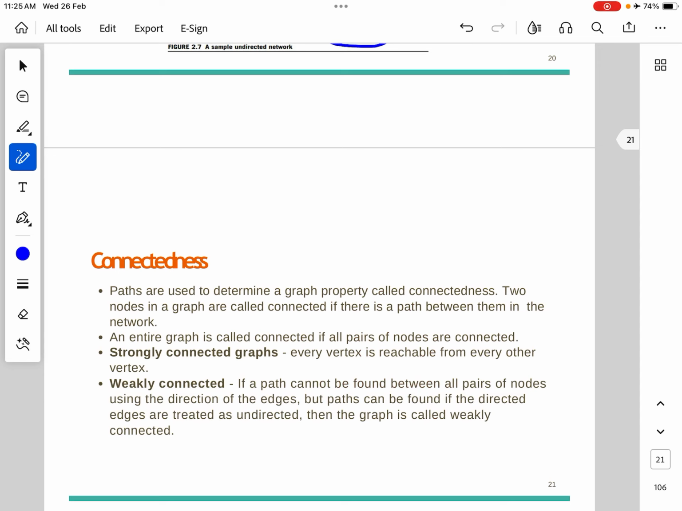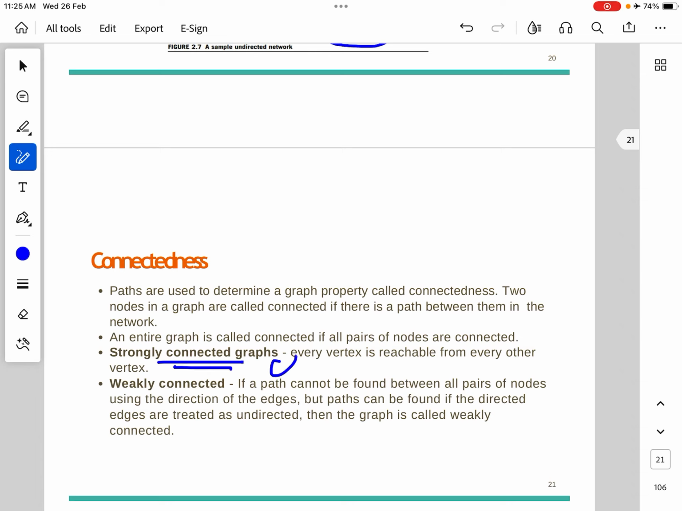Next is connectedness. Paths are used to determine a graph property called connectedness. Two nodes in a graph are called connected if there is a path between them in the network. So if there is a path between them in a network, we say that they are connected. An entire graph is called connected if all the pairs of nodes are connected. Strongly connected graphs: every vertex is reachable from every other vertex. So if every vertex is reachable from every other vertex, then it is called a strongly connected graph.